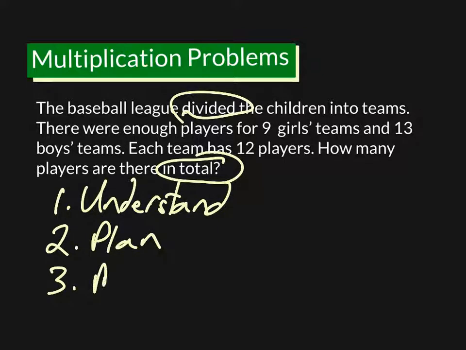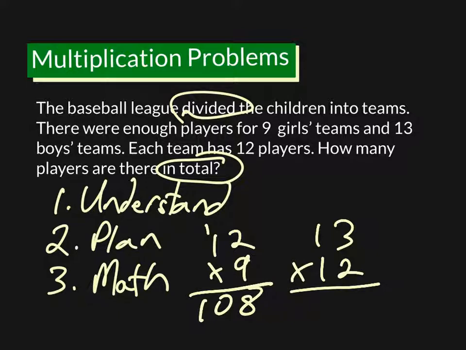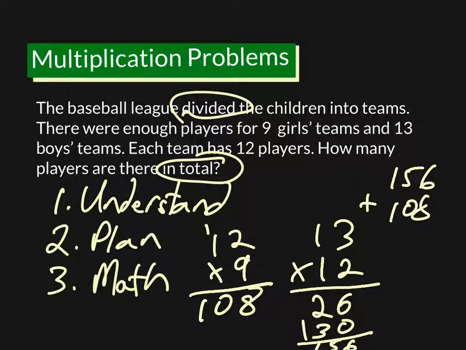So third, we're going to do the math based on our plan. So we said there were 9 teams of girls times 12 players, which is 108 girls altogether, and there were 13 teams of boys times 12 players. 2 times 3 is 6, 2 times 1 is 2, put in the placeholder, 1 times 3 is 3, we add it up, 156 boys, so we add 156 plus 108 to get the final answer of 264 players altogether.